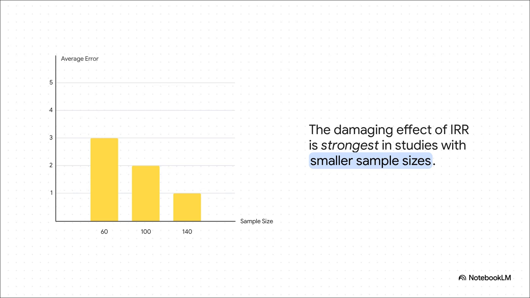The researchers also found this really critical pattern. The damage from IRR isn't the same everywhere. It hits the hardest in studies with smaller sample sizes, say around 60 people, and its effect gets smaller as the samples get bigger. This is a huge deal because so many real-world studies, especially in fields like hiring, are working with those smaller, more vulnerable group sizes. You know, a small group is already susceptible to weird random results. IRR just pours gasoline on that fire.